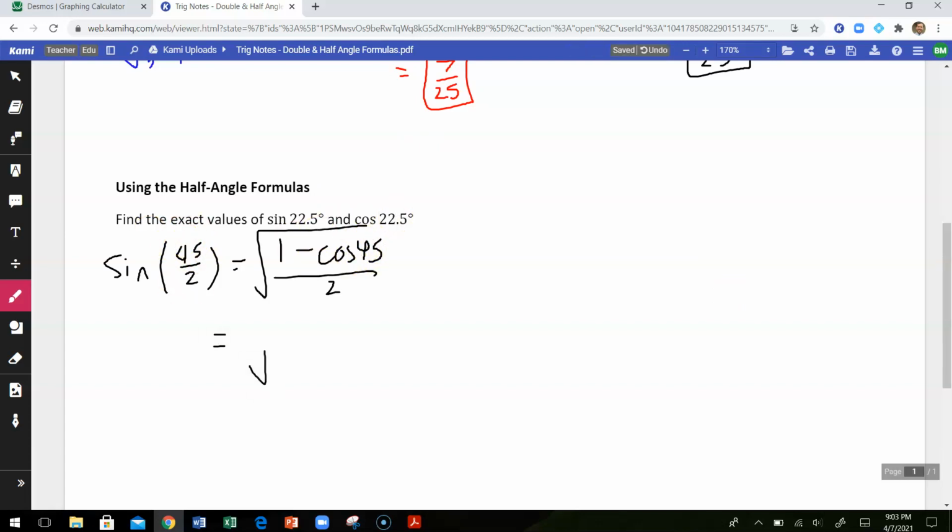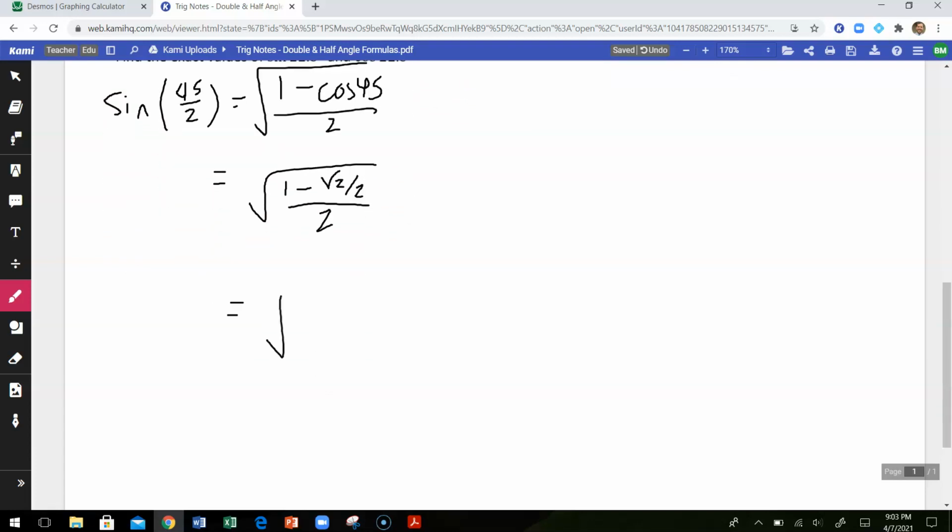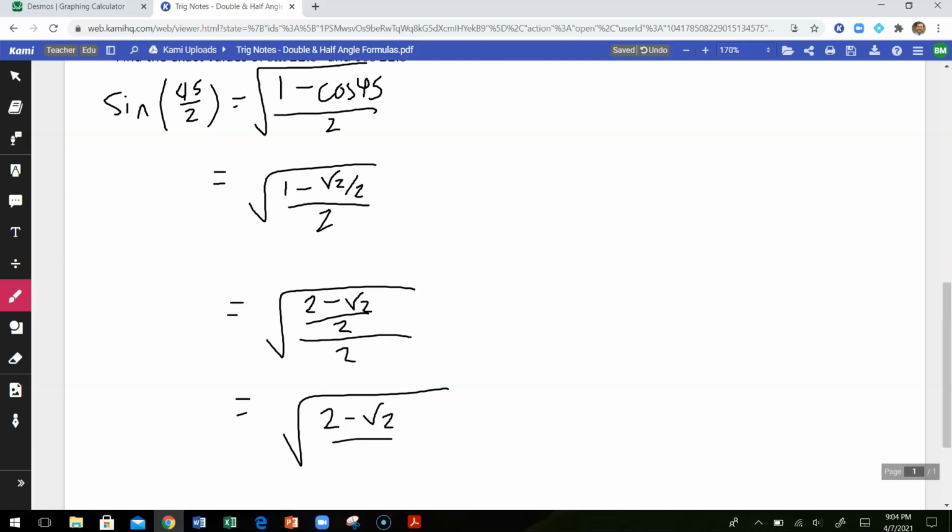And then we can somewhat evaluate that, right? So the cosine of 45 is root 2 over 2. So I have the square root of 1 minus root 2 over 2, over 2. I'm going to go ahead and try to simplify this a little bit. What I would need to do on top is get a common denominator. So I'm going to make that 1 be a 2 over 2. So I'm going to end up with 2 minus root 2 over 2, all divided by 2. So then dividing by 2 would be the same as multiplying by 1/2. So 2 minus root 2 all over 4 is what we would end up with there.